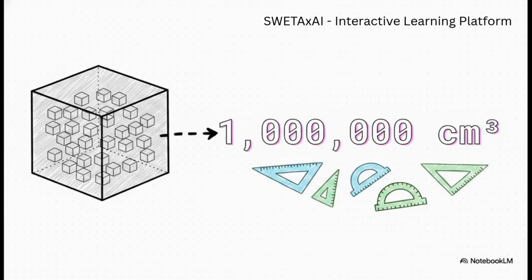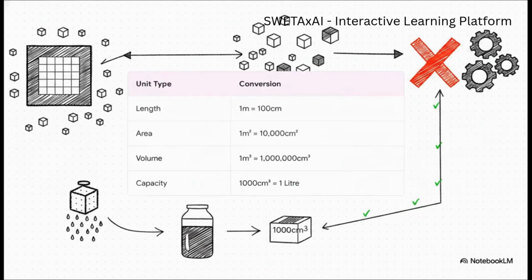Now, what is truly mind-blowing here is the sheer scale of geometry when units change. Just look at that number, 1 million cubic centimeters. Believe it or not, that is the exact equivalent of just 1 single cubic meter. Crazy, right? This conversions table is basically your lifeline.